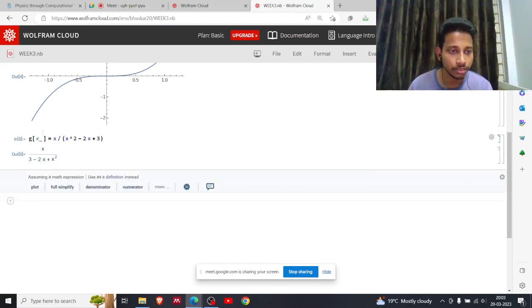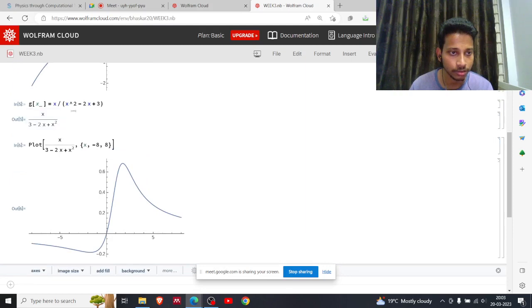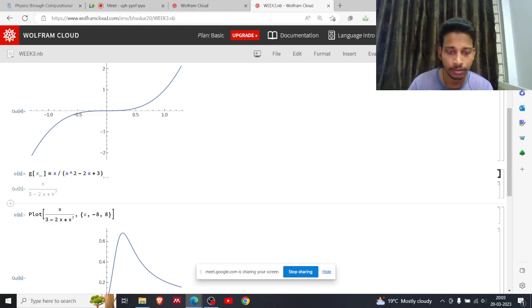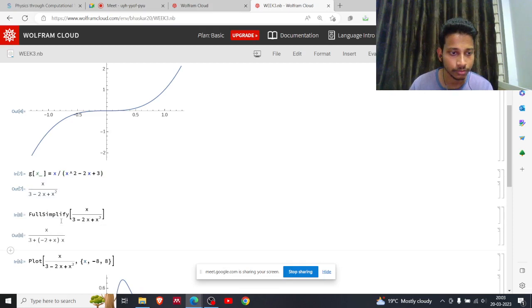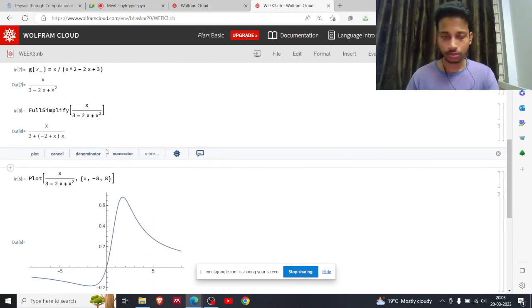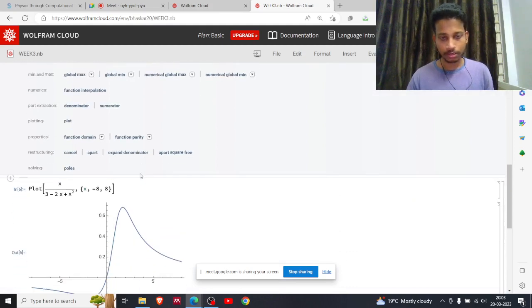So now this is the function I have written, g of x equal to x by x squared minus 2x plus 3. I will just plot it and we will get this. Now we can do a lot of things like FullSimplify and all those things. The options are available, like finding the maximum, global minimum, and all those things.